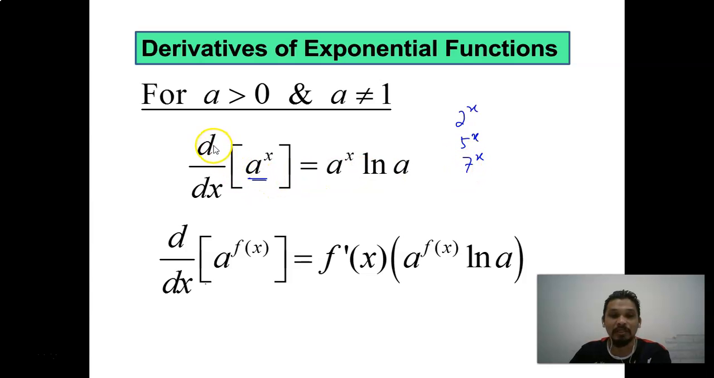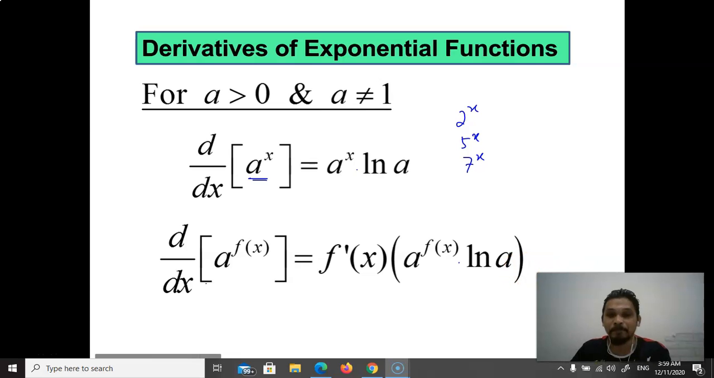So the derivative of a to the power of x with respect to x equal to a to the power of x multiplied with natural log of a. And derivative of a to the power of f(x) with respect to x equal to f prime x multiplied with a to the power of f(x) multiplied with natural log of a.